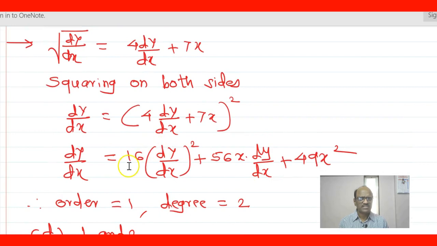Now simplify this. That is (a plus b) bracket square. In the same manner, that is 16 (dy by dx) bracket square plus 56x into dy by dx plus 49x square.